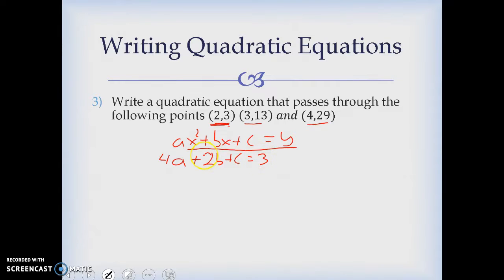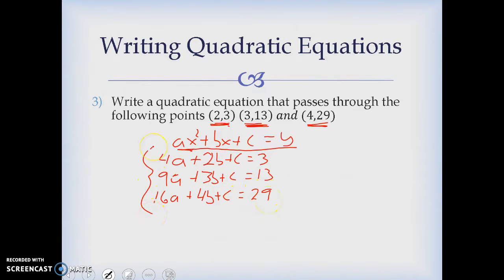I'm going to do the same thing with the next 2 points. So if I do the same thing with this point, the x value is 3. So it's going to be a times 3 squared, which is 9. So that's 9a plus b times 3. Well, that's 3b plus c equals the y value, which is 13. And if I do the same thing with the last point over here, I'm going to have the x, which is 4. So it's a times 4 squared, which is 16. I'm going to write it as 16a plus b times 4. Well, I'm going to write that as 4b plus c equals 29.